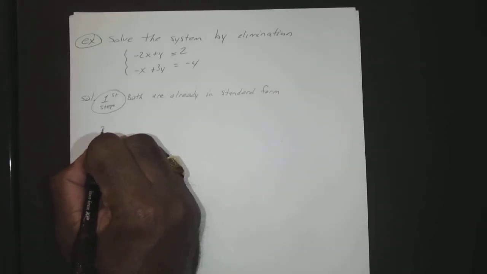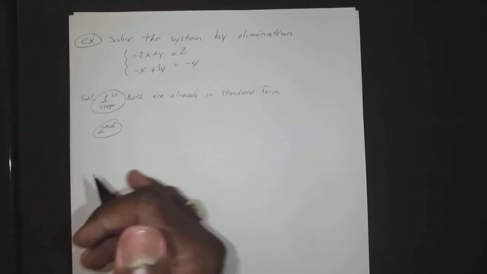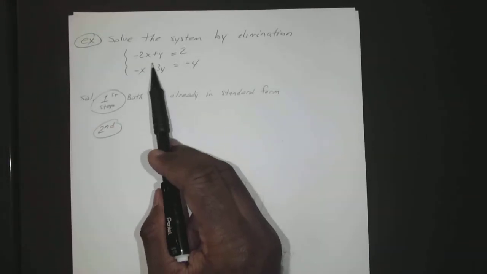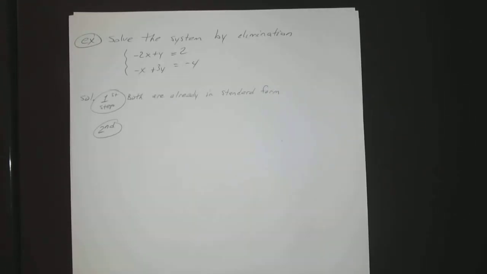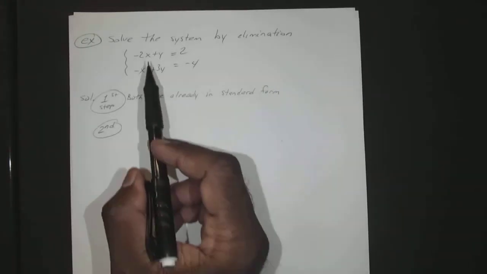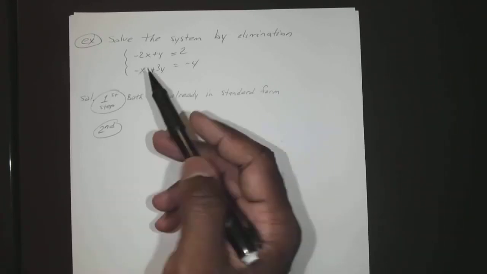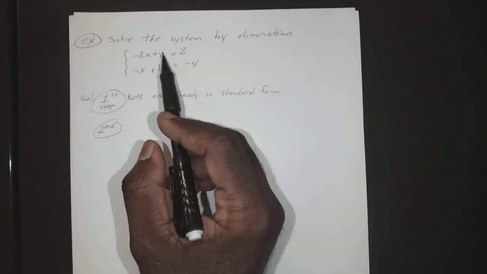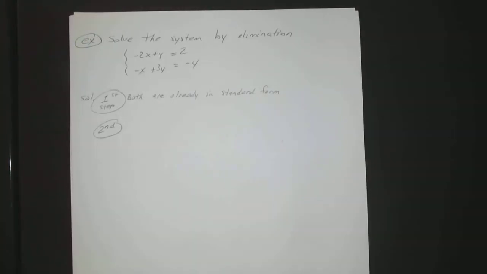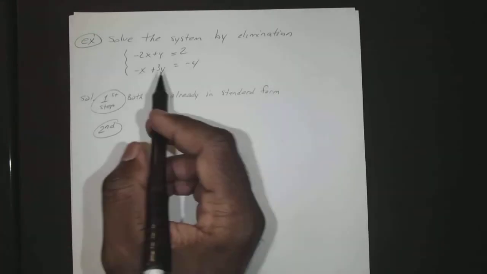Okay, now your second step, you want to have it to where if you add them together, one of those would disappear. So if you add negative 2x and negative x together, it wouldn't disappear. If you add y and 3y together, it wouldn't disappear. So you have to maneuver it somehow to where one of those would disappear. You can pick either the x or the y. It doesn't matter which one you pick first. It's completely up to you.